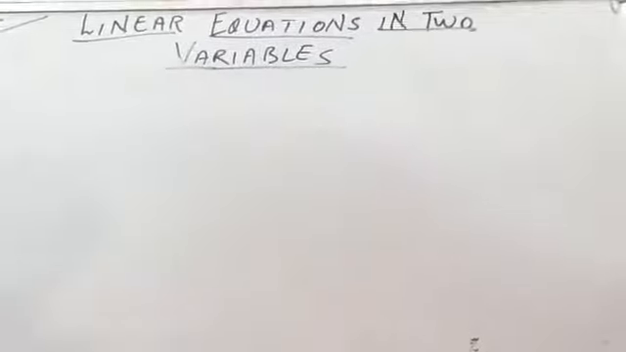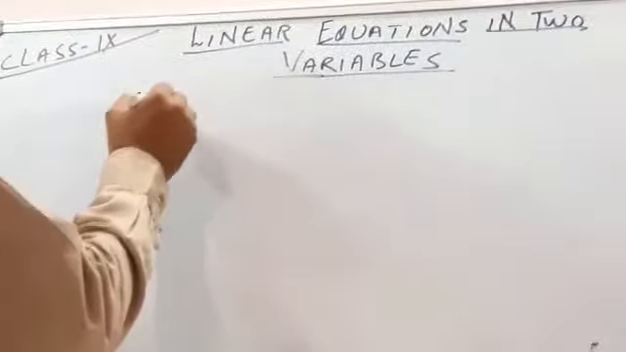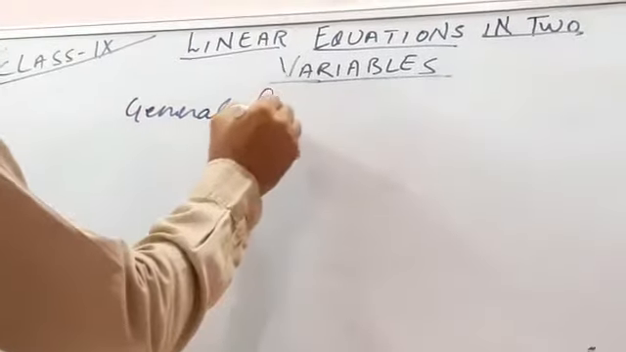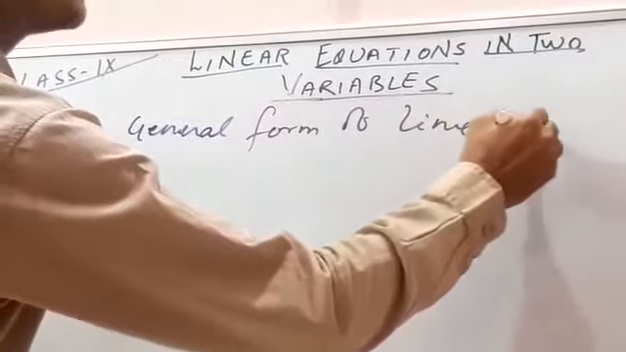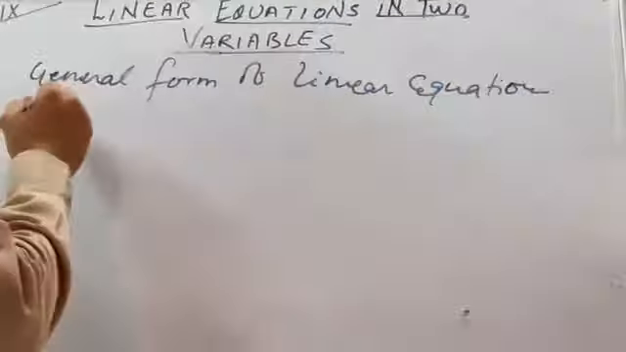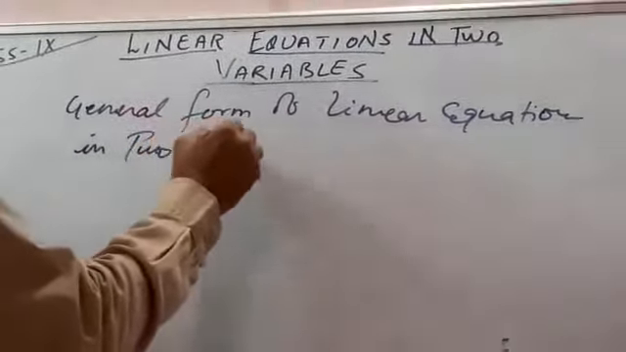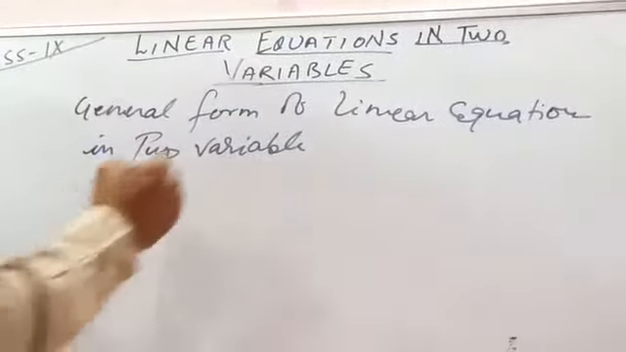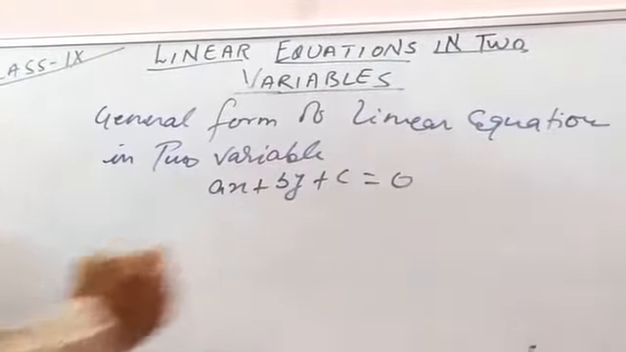Now it is our turn to talk about the solution of a linear equation in two variables. Again we'll start with the general form. What is the general form of the linear equation in two variables? It is ax plus by plus c is equal to 0.